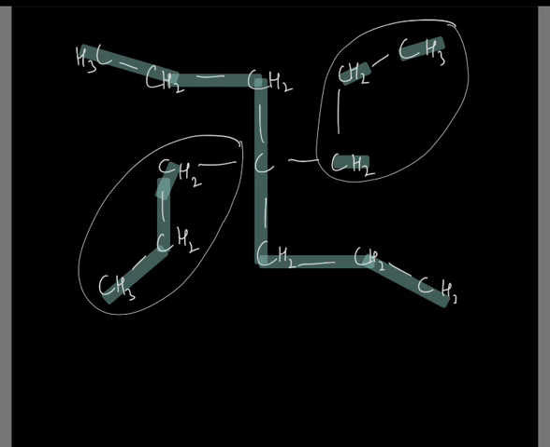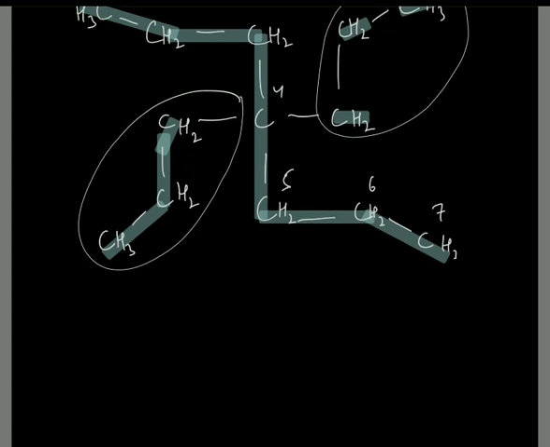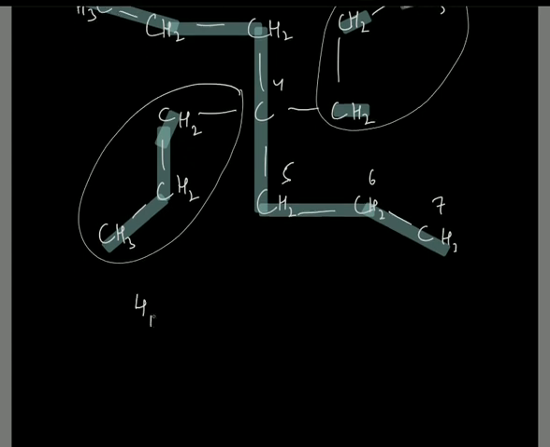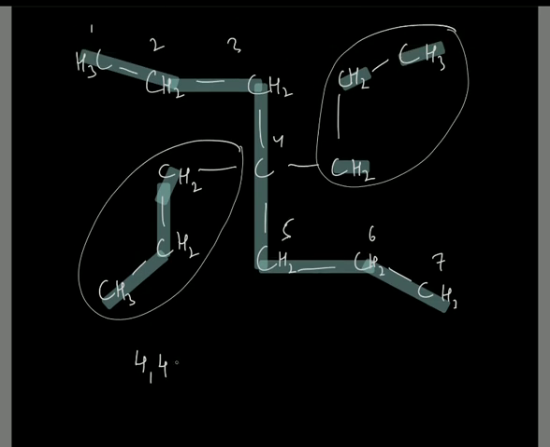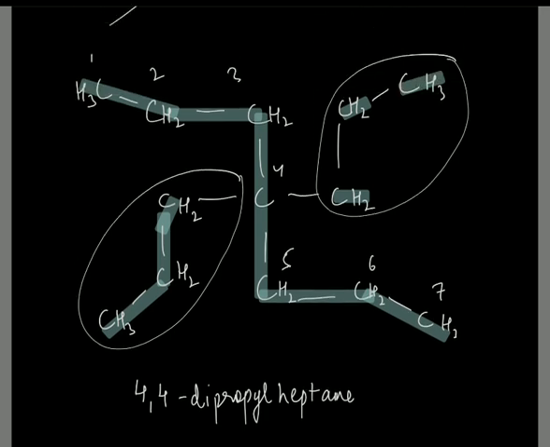So now coming to the name. If you can see, this is 1, 2, 3, 4, 5, 6 and 7. You can start from the bottom also. You can number this as 1, 2, 3, 4, and then also this will come as 4, 5, 6 and 7. So now what you have to do? 4 comma 4, because there are two propyls. Again you will use the prefix di, dipropyl. Then word root hept, because 7 carbon atoms are there and all are single bonds, heptane. So that's the name: 4,4-dipropylheptane.